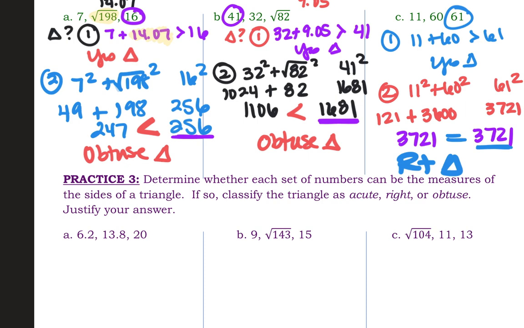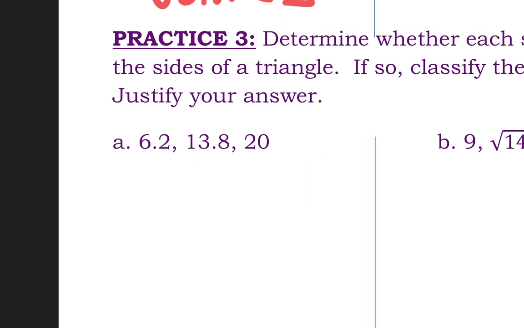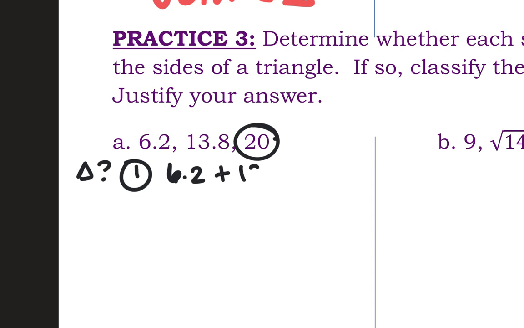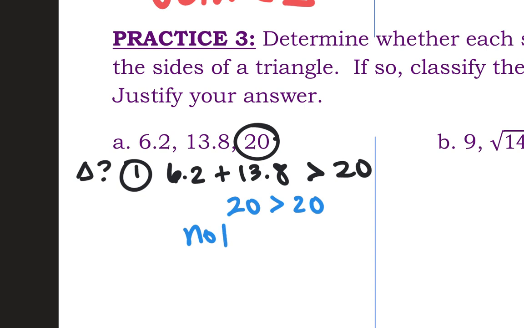But let's talk about that first step. So let me just do this one with you real quick. Our biggest number is 20. So step 1 about the triangle. 6.2 plus 13.8, is that greater than 20? Well, if I add those two, we get 20 is equal to 20. Is 20 greater than 20? So this is not a triangle.